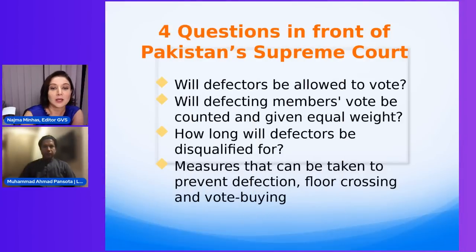Ahmed, the Supreme Court had 4 questions in front of it, and I'd just like to look at those questions. Will defectors be allowed to vote? Will defectors members' vote be counted? How long will they be disqualified for? And what are the measures that can be taken to prevent defection, floor crossing, and vote buying? Let's go through these 4 questions.